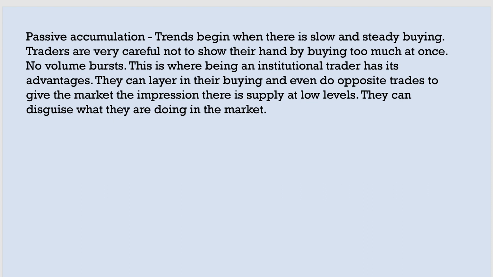This is where the institutional trader has its advantages. I guess I could change that from passive accumulation to absorption, but I look at it the same way. They can layer in their buying and even do opposite trades to give the market the impression there's supply at low levels, right? Now, I don't subscribe to this theory of, you gotta sell 100 to buy 1,000 like that.